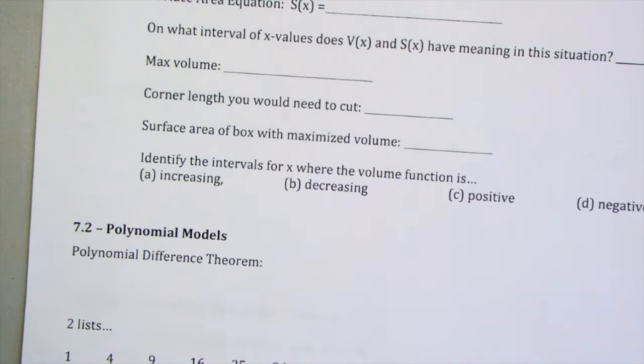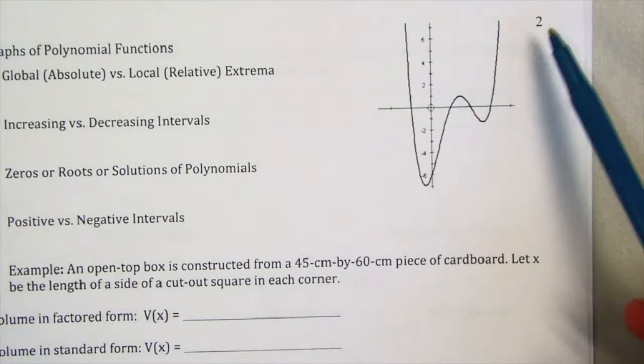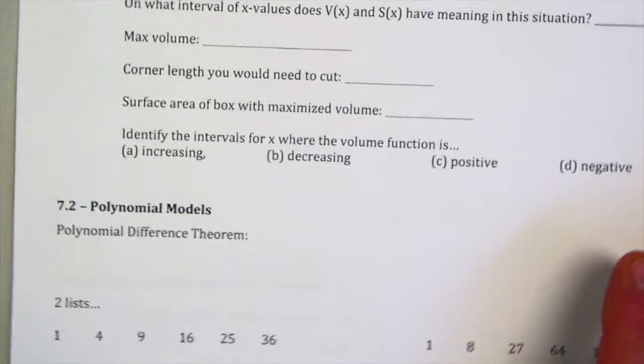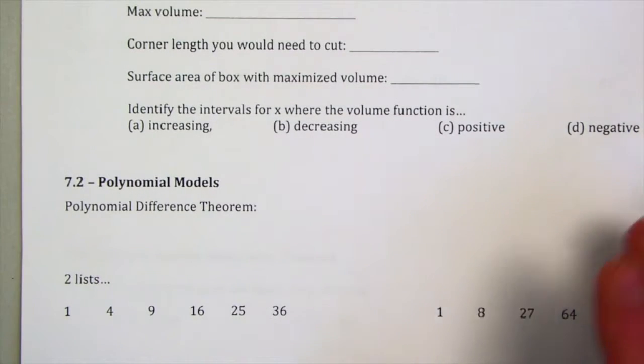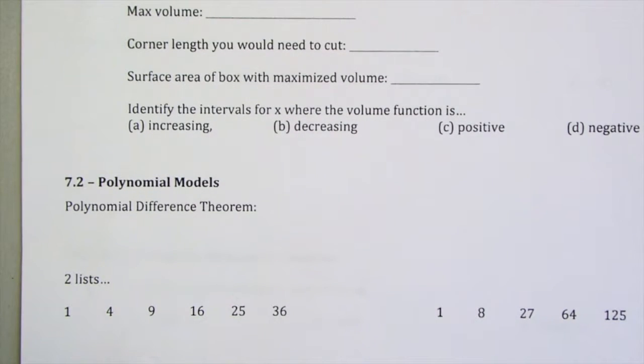All right, this is the video on finding a polynomial model. If you turn to page 2 in your notes, down at the bottom is the section on polynomial models. The purpose of this video is to try to figure out, if I give you a list of numbers, what would be an equation for that list of numbers.